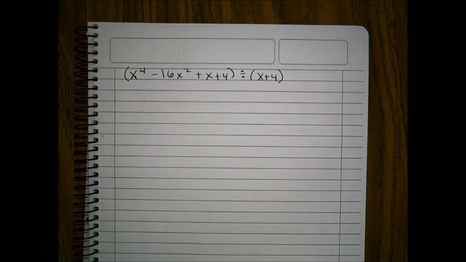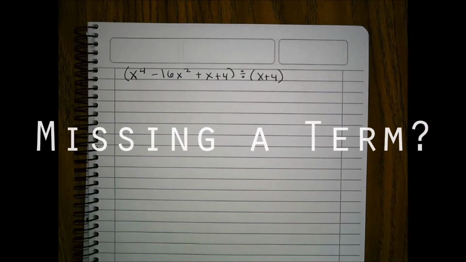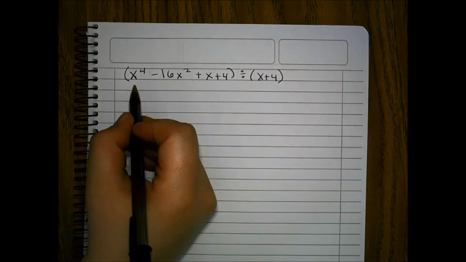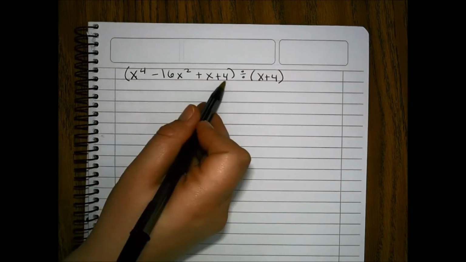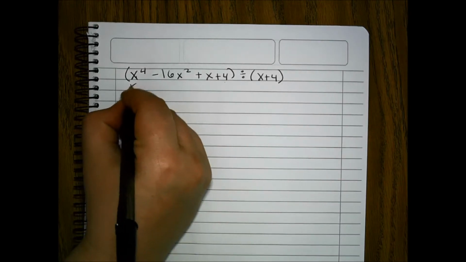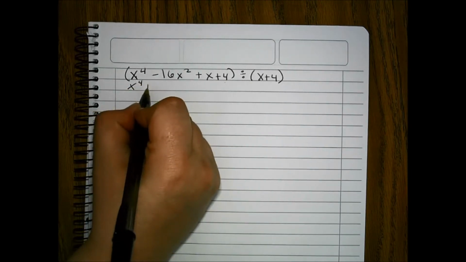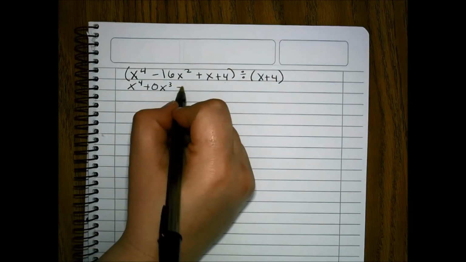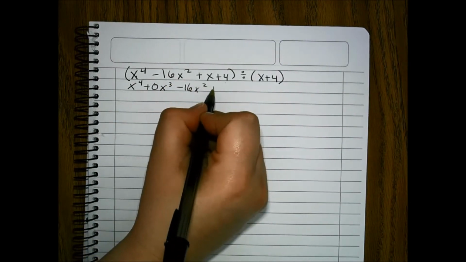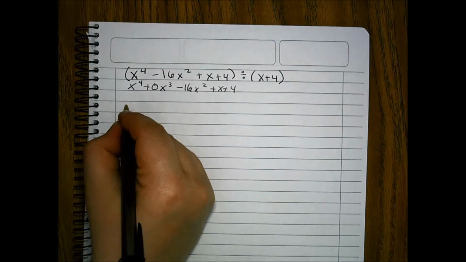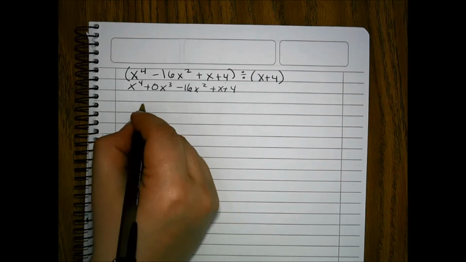What to do when you have a missing term in a synthetic division? What I mean by missing term is that if we were to actually write out this polynomial we want to divide, with all of the coefficients, we would actually have a 0x cubed. So in long division, we would have used this. In synthetic division, we're going to use this.